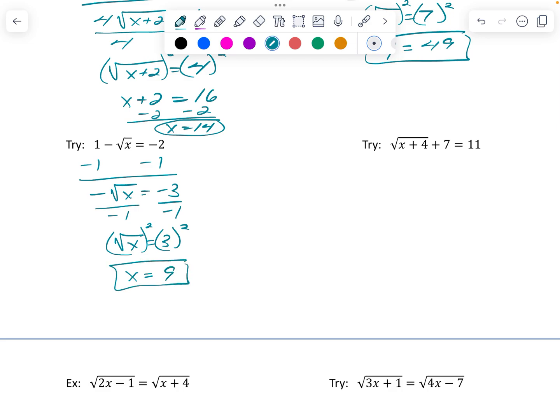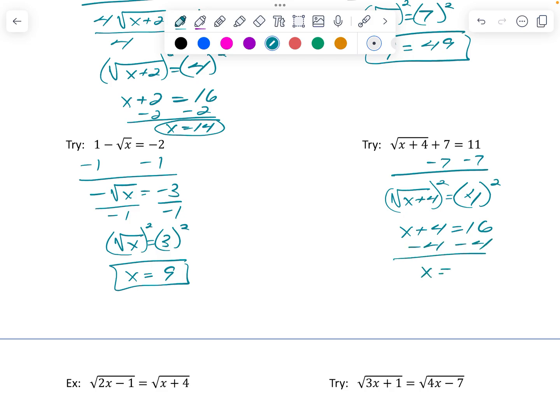And finally, we're going to subtract 7 from both sides. Square root of x plus 4 equals 4. And then we're going to square both sides. Now that we have the square root gone, x plus 4 equals 16. Subtract 4, x equals 12.